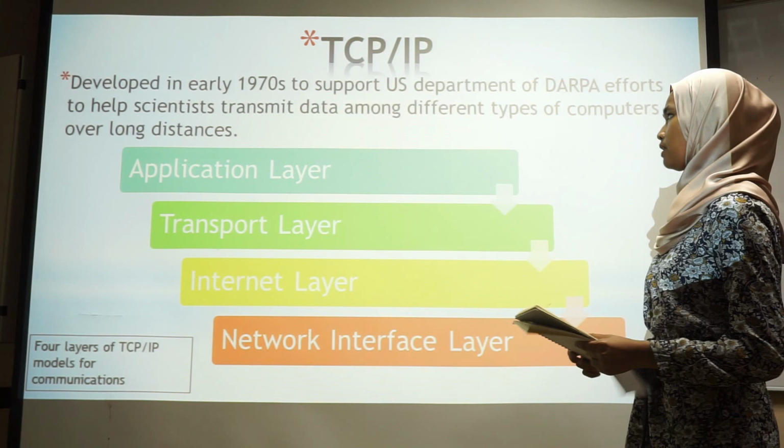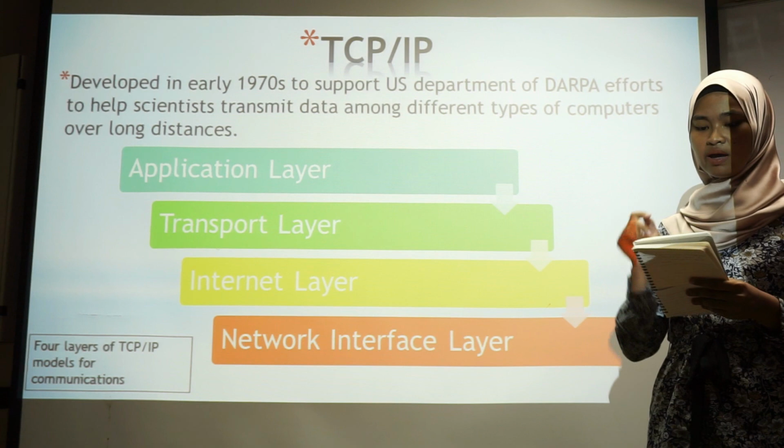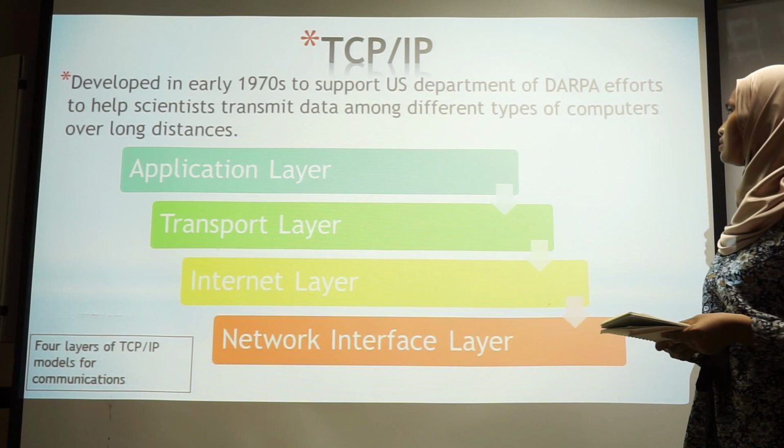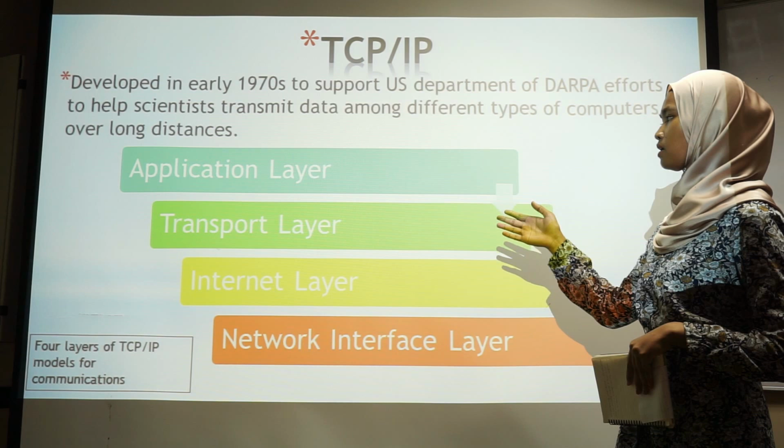For your information, TCP and IP was developed in the early 1970s to support the US Department of Defense's DARPA, which stands for Defense Advanced Research Projects Agency, efforts to help scientists transmit data among different types of computers over long distances. Basically, there are four layers of the TCP/IP model for communication: the first is the application layer, the second is the transport layer, the third is the internet layer, and the last is the network interface layer.